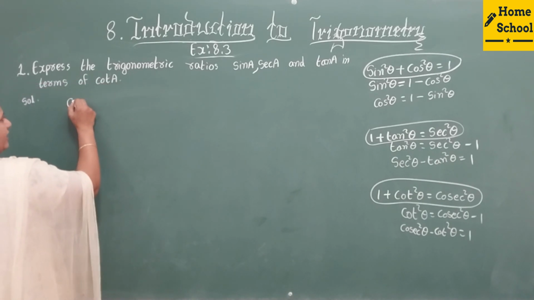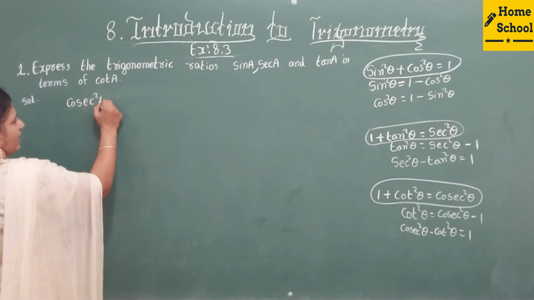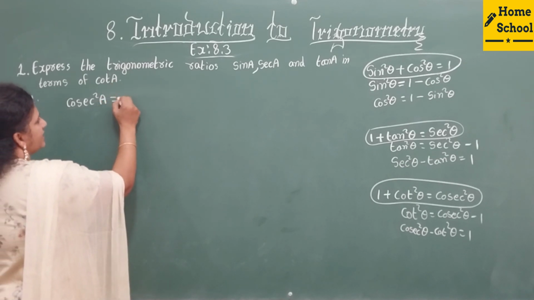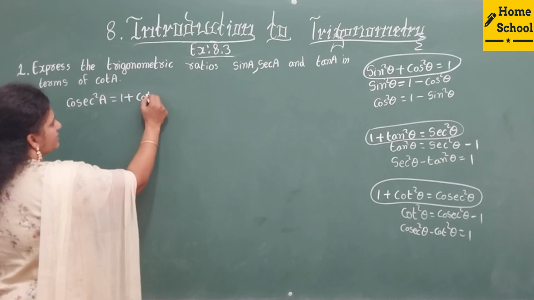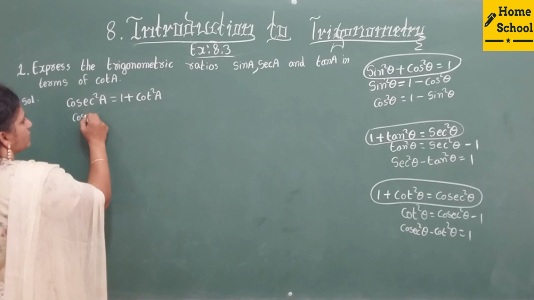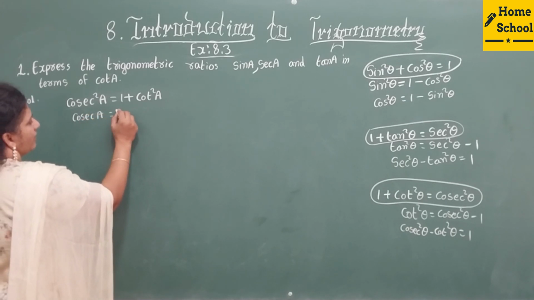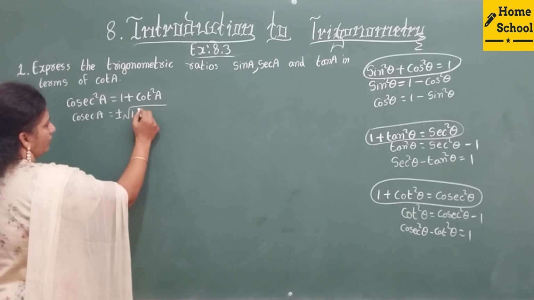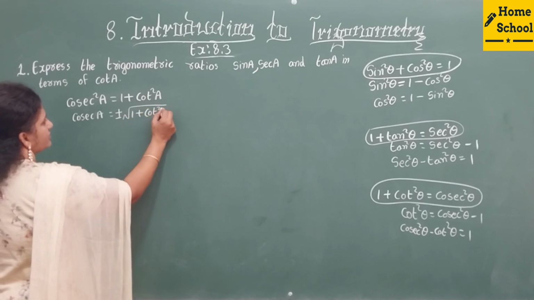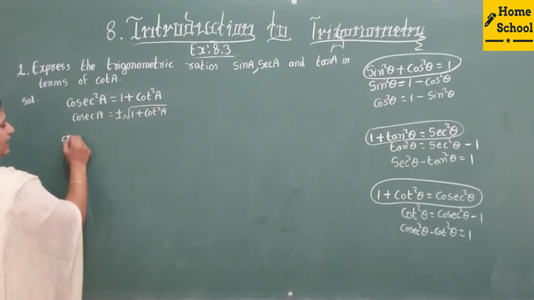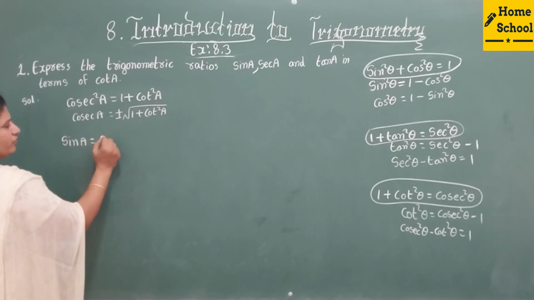What am I going to take? Cosecant square A. Here the letter you have is A. So, take cosecant square A is equal to 1 plus cot square A. I want only cosecant A. So, remove that square. Then what happens? Apply square root: cosecant A is plus or minus square root of 1 plus cot square A. Okay.